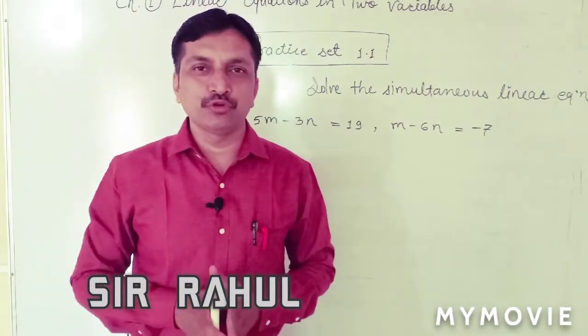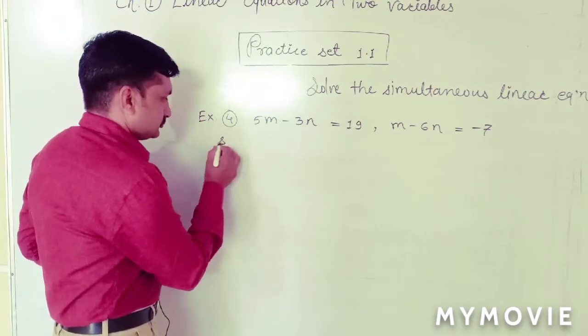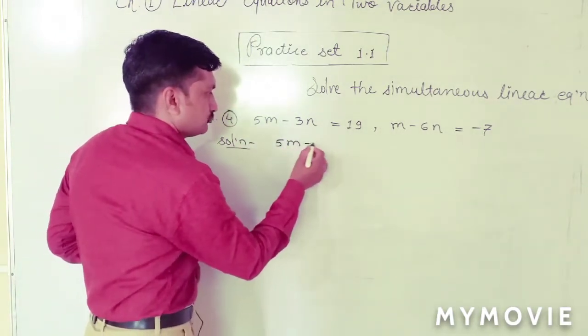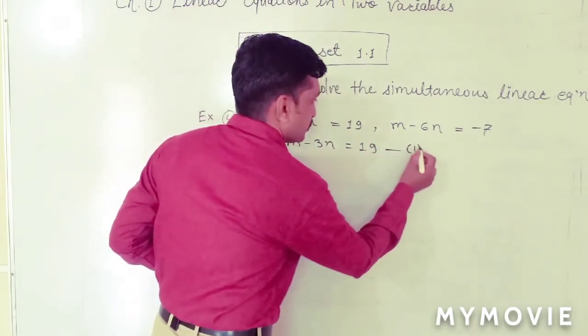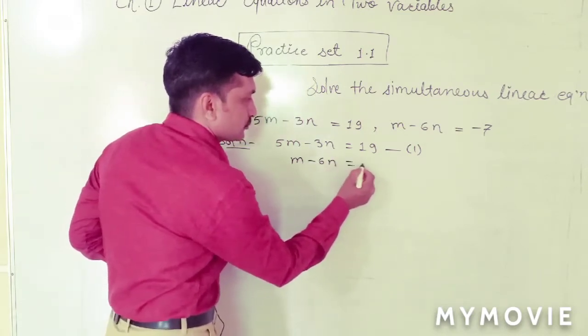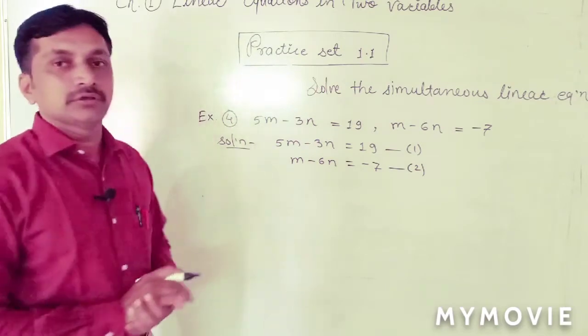See example number 4. Example number 4 is here. 5m minus 3n is equal to 19, equation number 1. m minus 6n is equal to minus 7, equation number 2. Now see the variable.